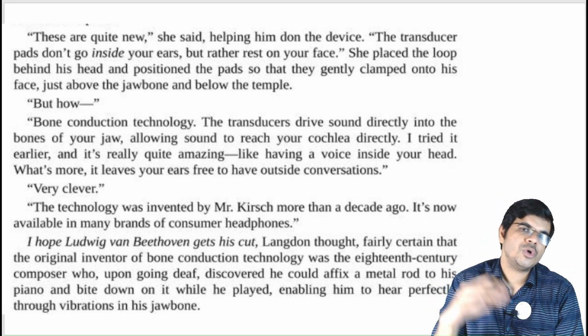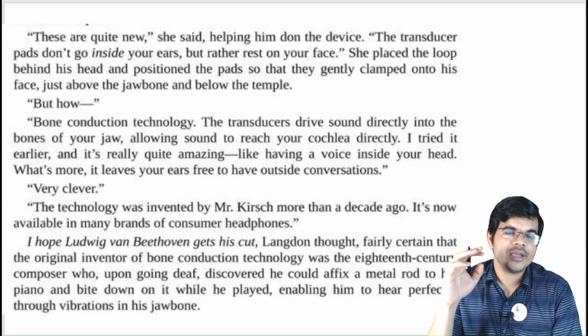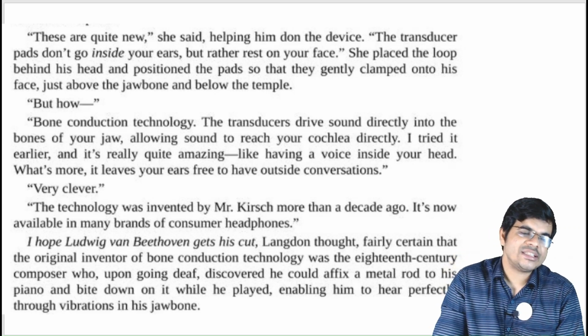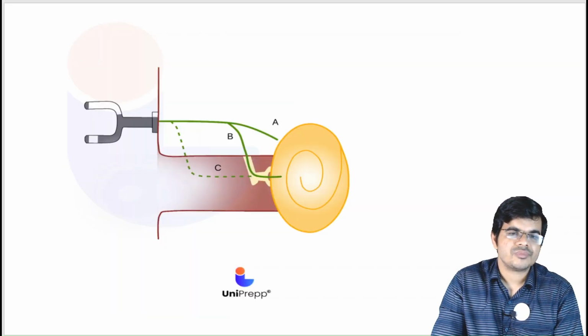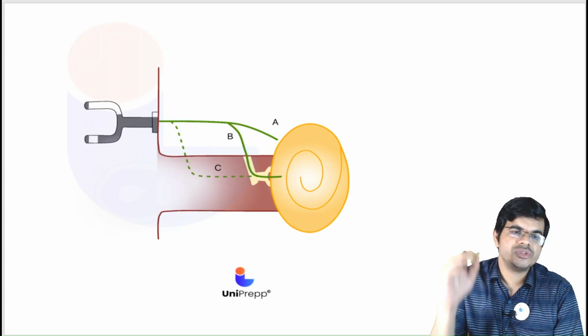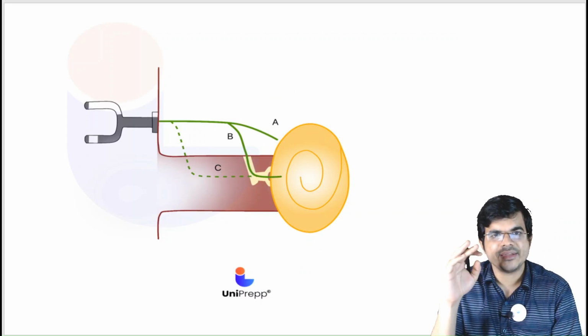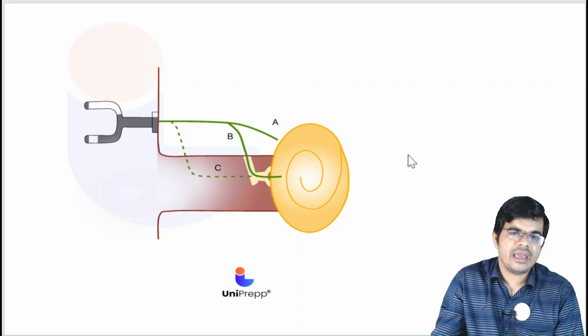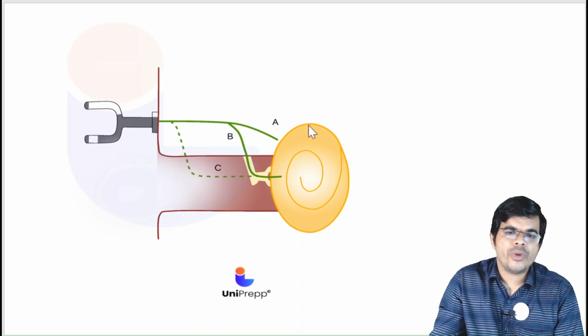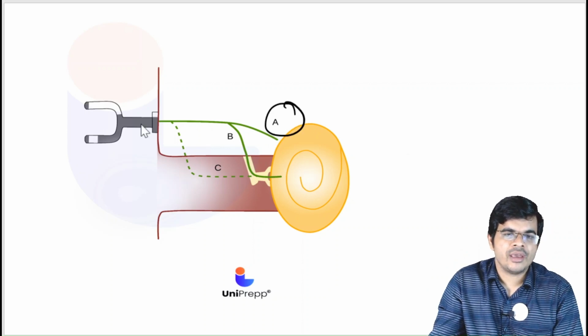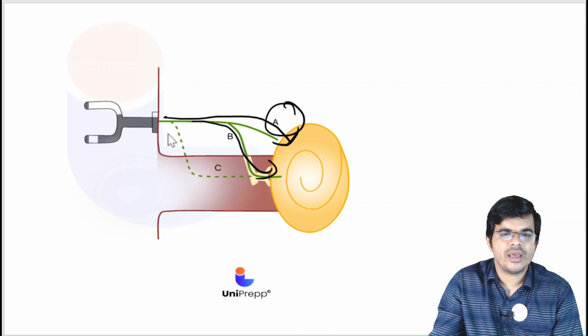Okay, so that is the importance of knowing bone conduction. Now what does this bone conduction indicate? Bone conduction has three pathways. What are these three pathways? It can directly stimulate the cochlea like this. When you give a sound over the temporal bone, it can directly stimulate the cochlea, or it can go through the ear ossicles and reach the cochlea, or it can go through the external auditory canal and reach it.